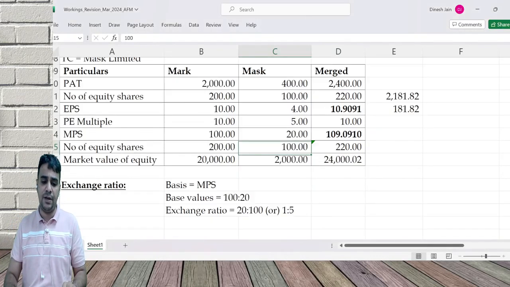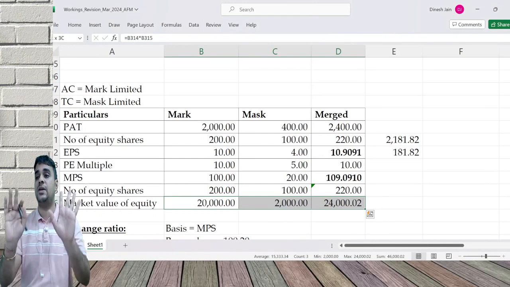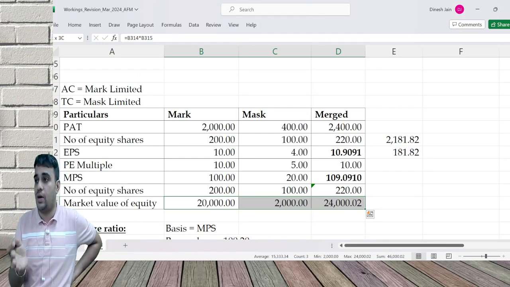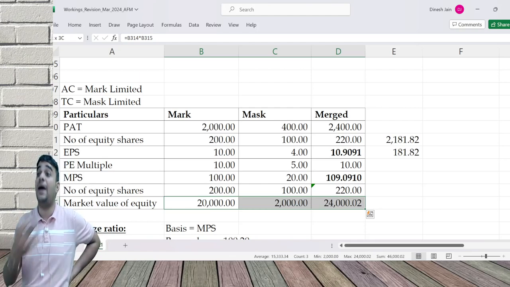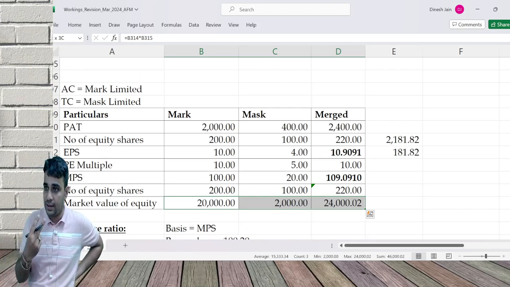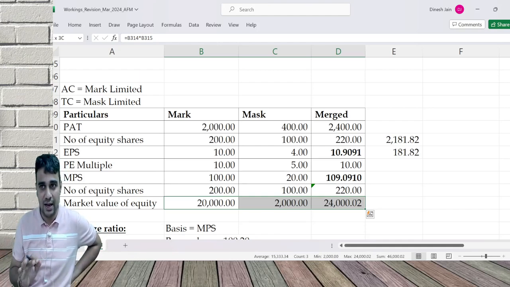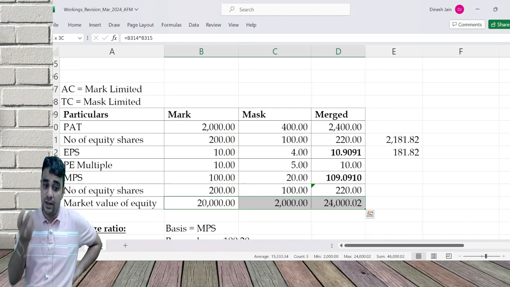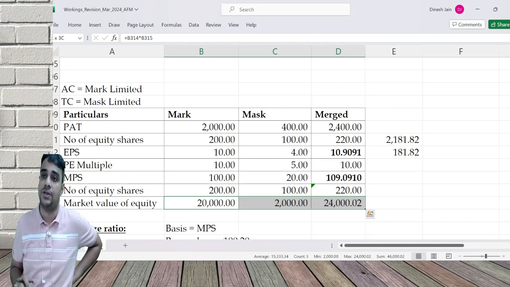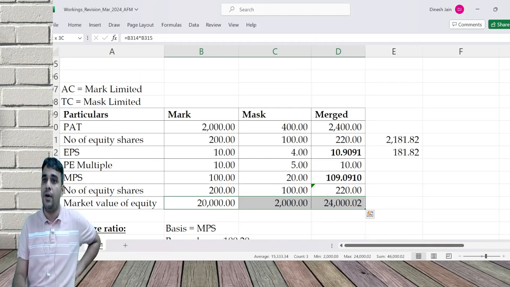In this example, what is the overall merger gain? 2000. In that, 181 is the true cost. The balance is my gain. 2000 is the overall gain. I said I'll pay you extra 181. The balance left over, who will enjoy? The Mask Limited shareholders will enjoy, which is called NPV of acquisition.